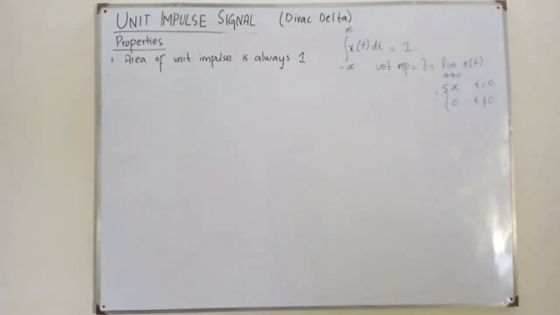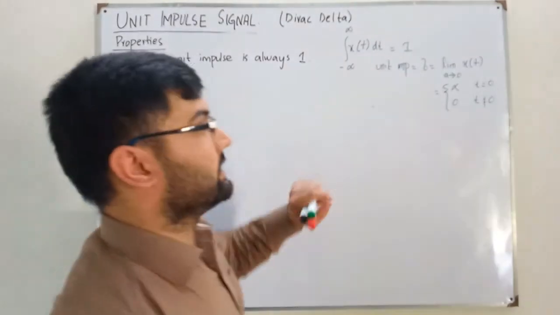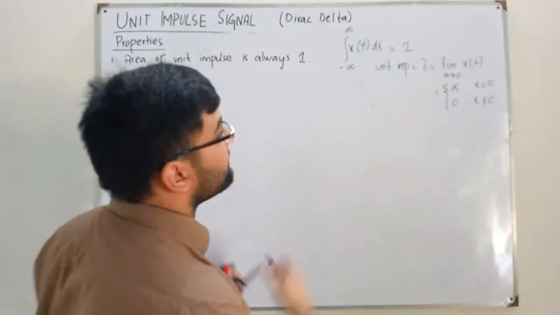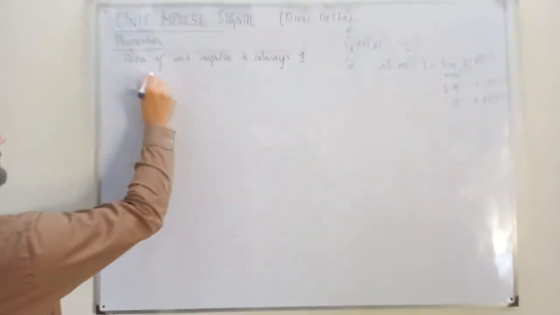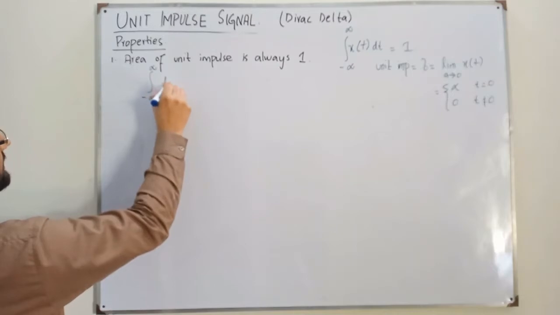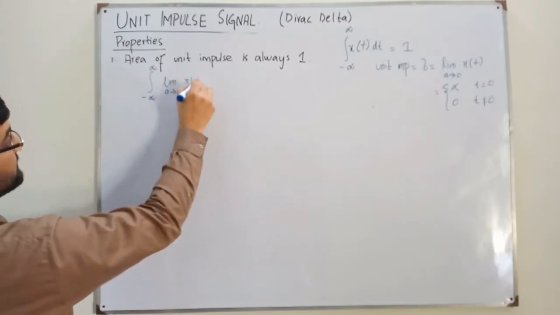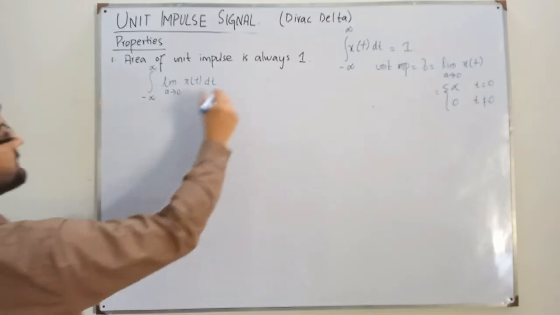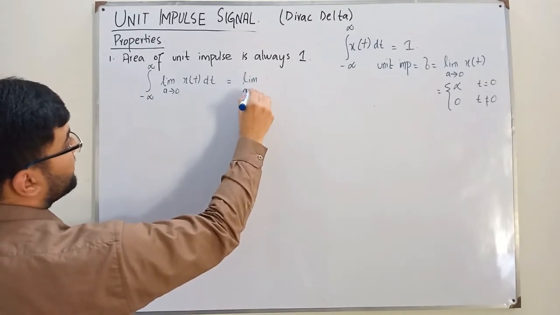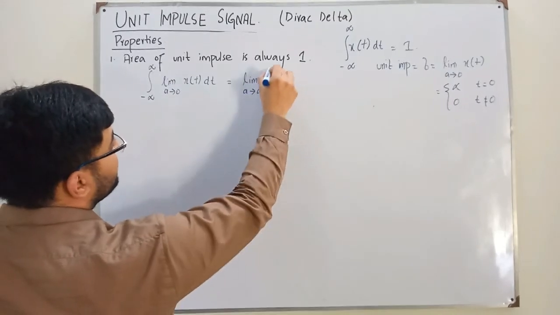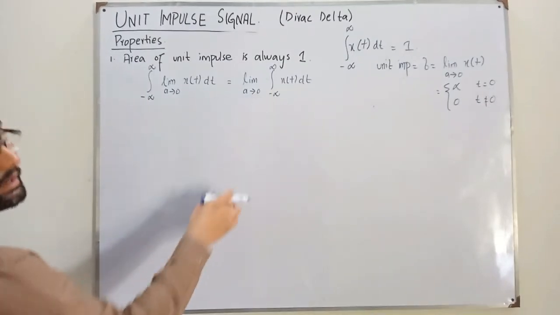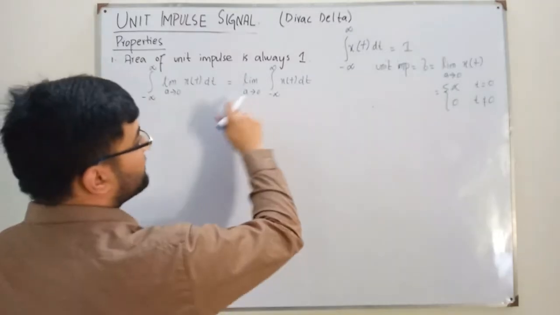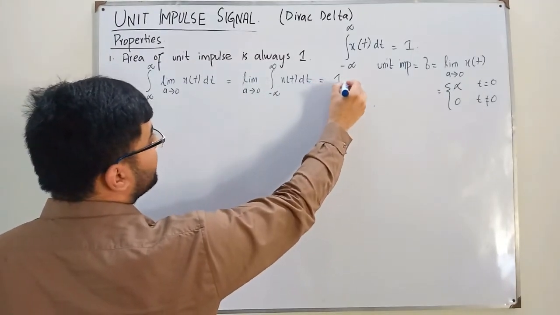Now if you calculate the area of this unit impulse signal, which is derived from this signal, right? If you put this inside the integration, that is negative infinity to positive infinity, limit a approaching 0 of x of t dt, right? Let's say we take the limit out of the integration, so we have the limit a approaching 0 of the integral from negative infinity to positive infinity of x of t dt, and this thing is 1. We know this is 1 from the previous slide. And the limit will have nothing to do with a constant quantity, it is 1. So this is its proof.